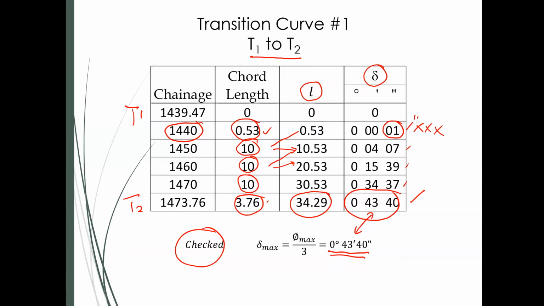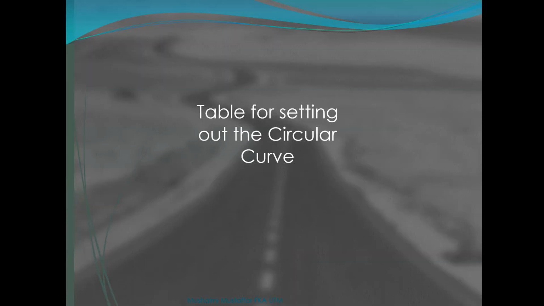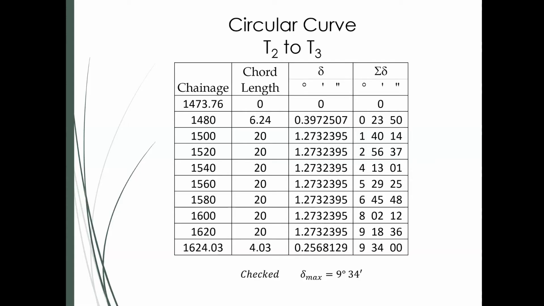Okay, so that will be the first table for transition curve number 1, and we've done the check, so we're good to go to prepare for the second one, which is the circular curve from T2 to T3. Okay, and we're going to start with T2. We will finish the table at T3, and we will do 20 meters. That's what we're doing here.